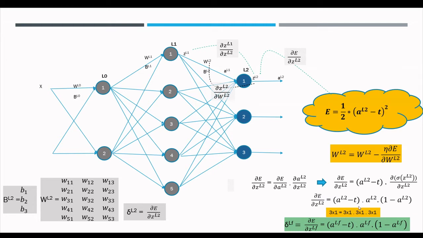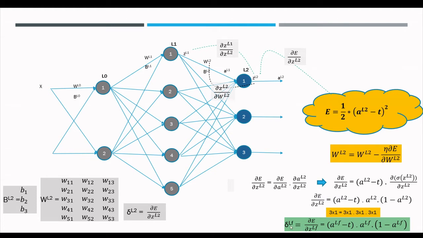And in terms of matrix formulation, let's just double check this. ZL2, you know, will be a 3 by 1 in this case, and AL2 minus T: AL2 is also 3 by 1. So this is fine. This is 3 by 1 and this is 3 by 1. So this is just a straight position-wise multiplication for these matrices. This is not a dot product or a matrix multiplication of any sort.